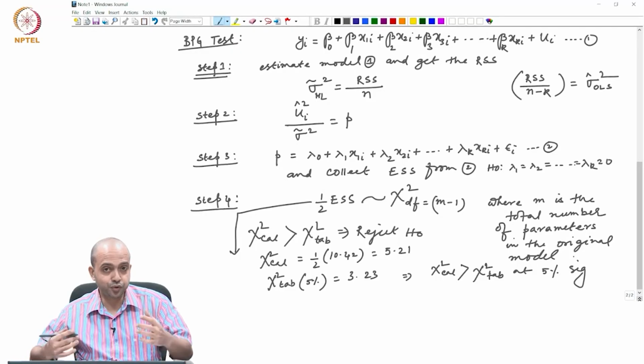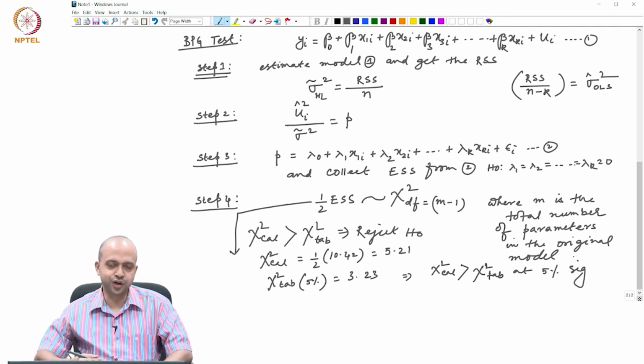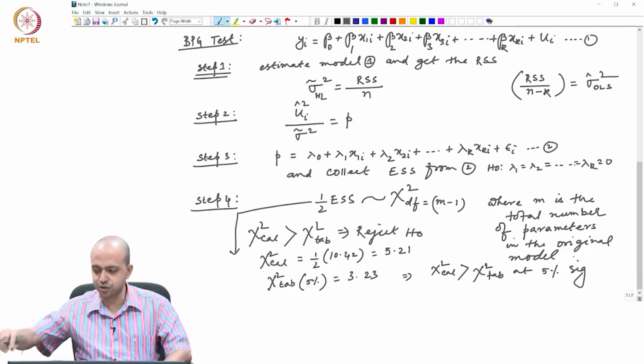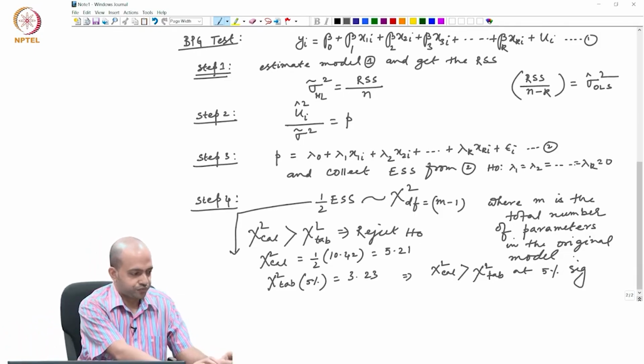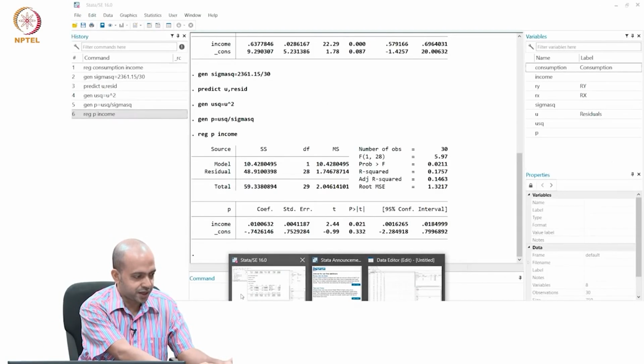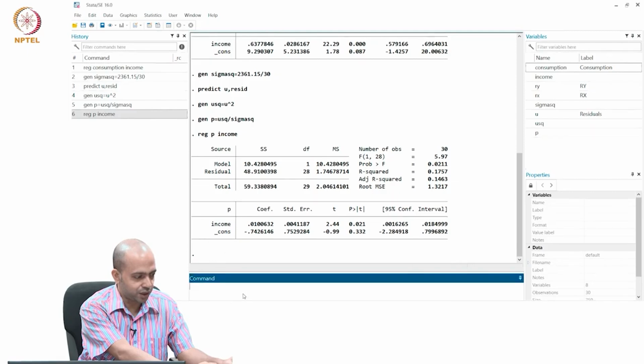So, that means if you now compare the Goldfeld-Quandt test and this Breusch-Pagan-Godfrey test, then you are actually arriving at the same type of conclusion. Okay, same type of conclusion. So, in Stata, they have a ready-made command to conduct this test, and I will explain this.